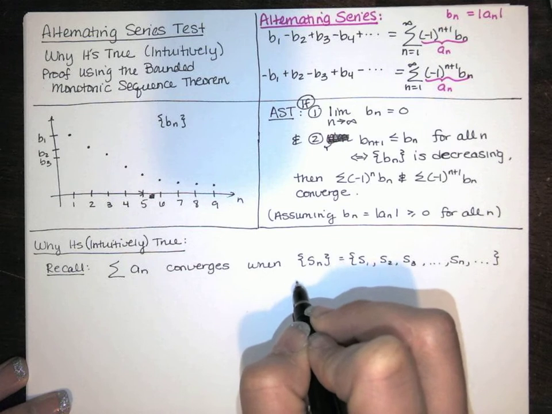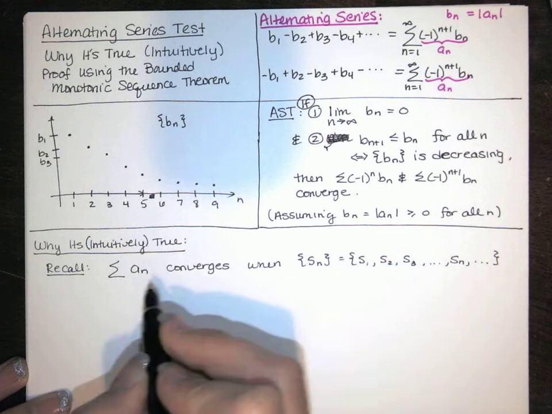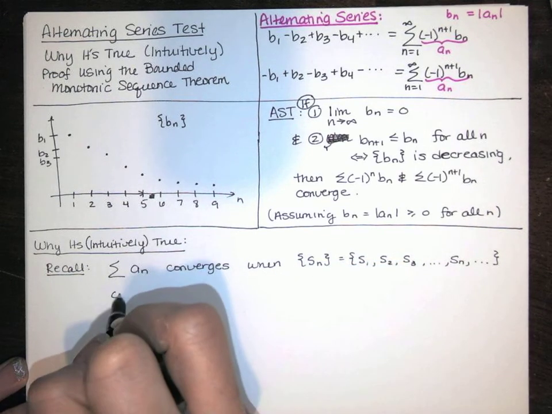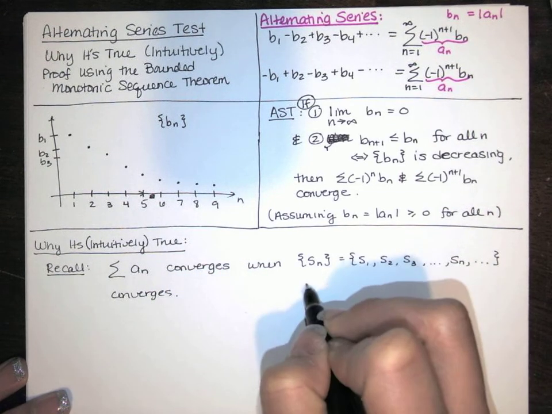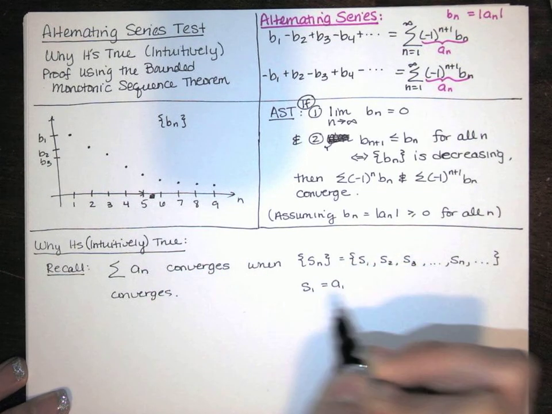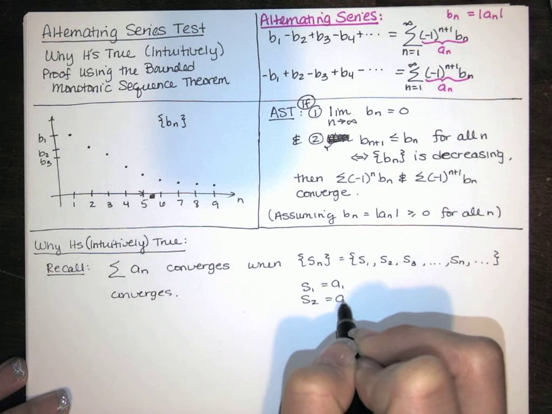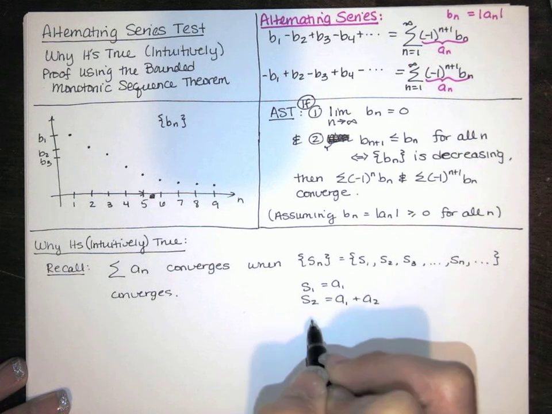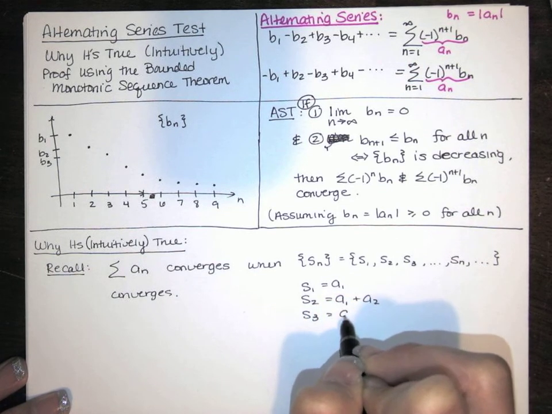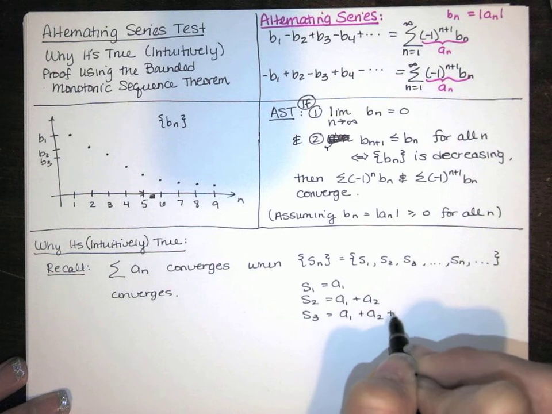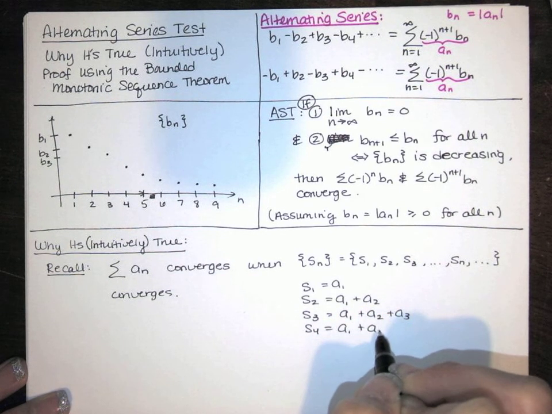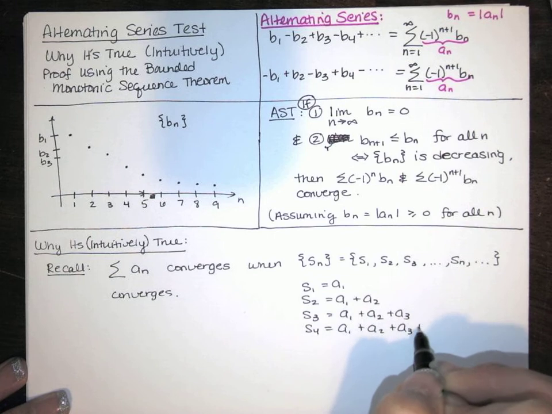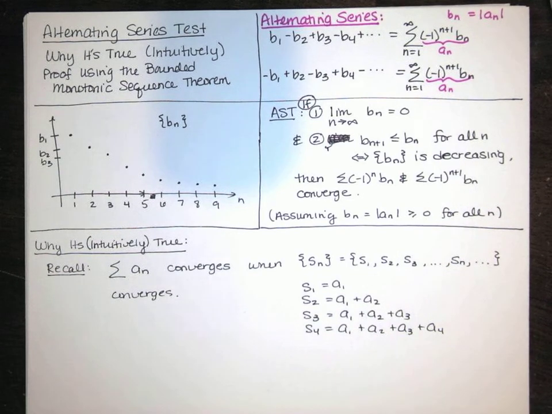And remember, we're saying this converges when the sequence of partial sums converges. And remember what the partial sums are. S sub 1 is just A sub 1. S sub 2 is just A sub 1 plus A sub 2. S sub 3, that's the sum of the first three terms, A sub 1 plus A sub 2 plus A sub 3. S sub 4, same thing, sum of the first four terms. And so on.